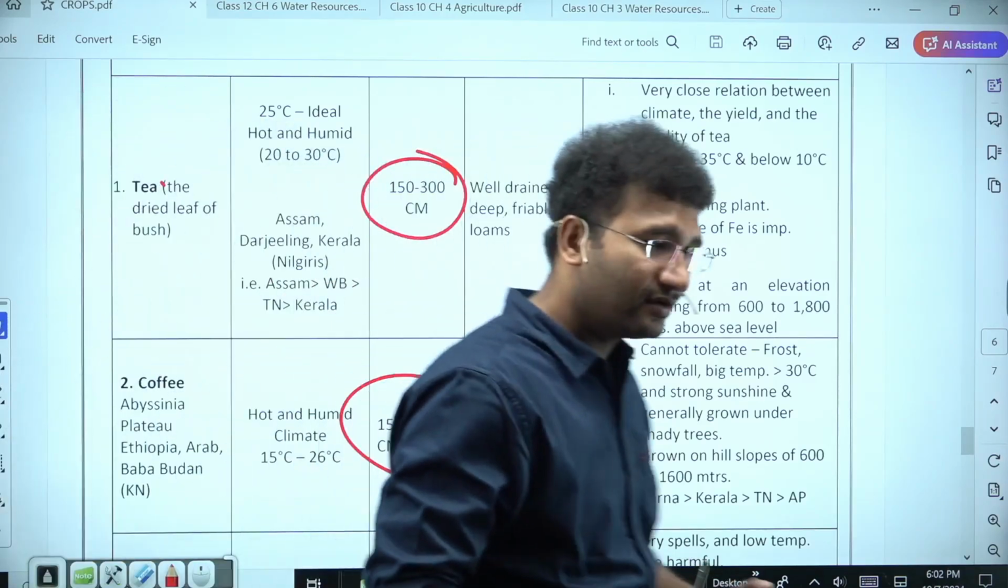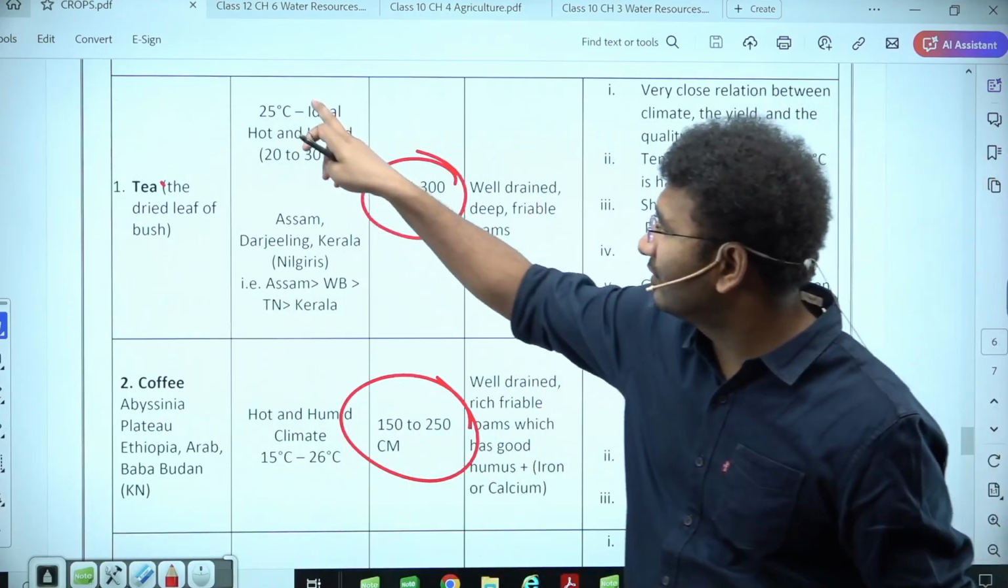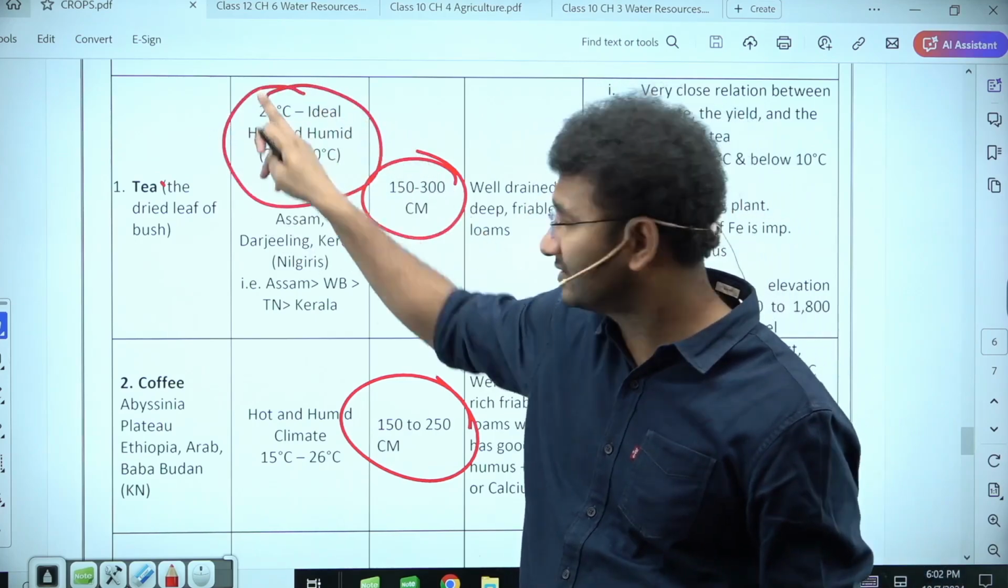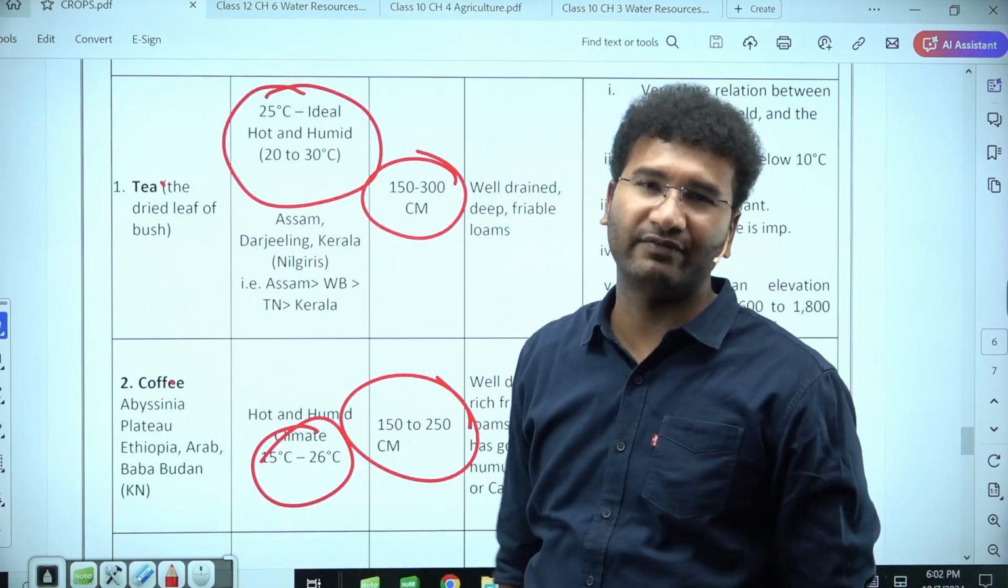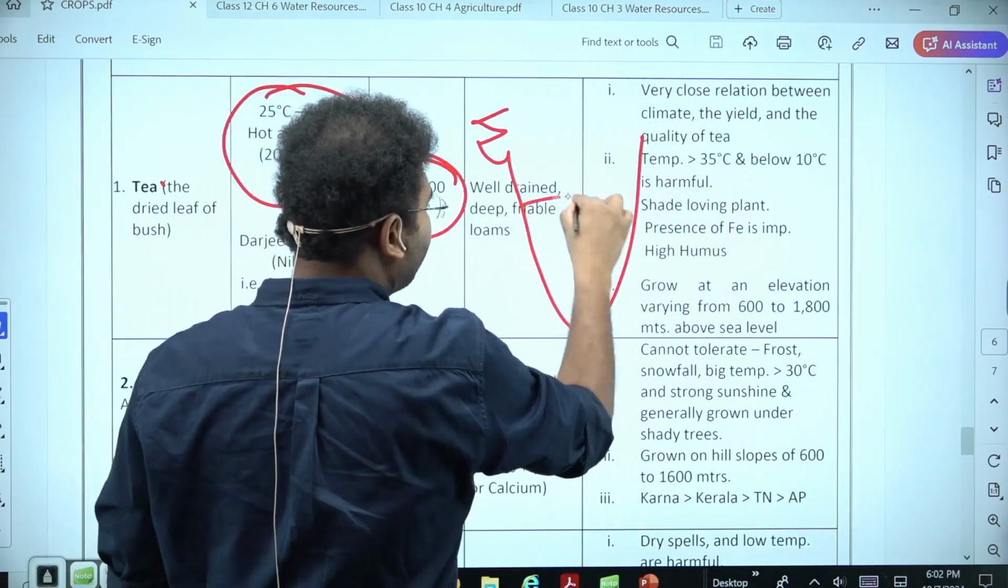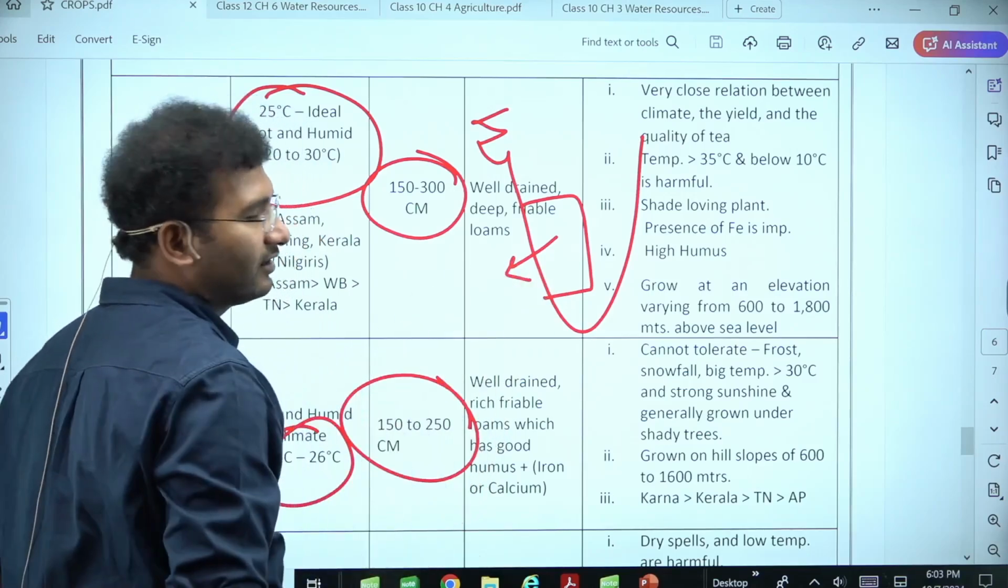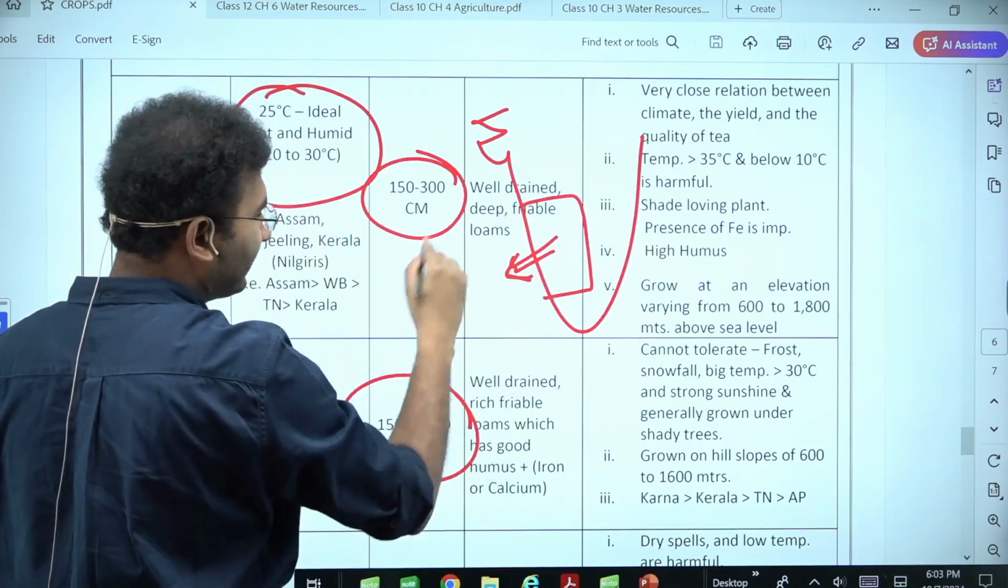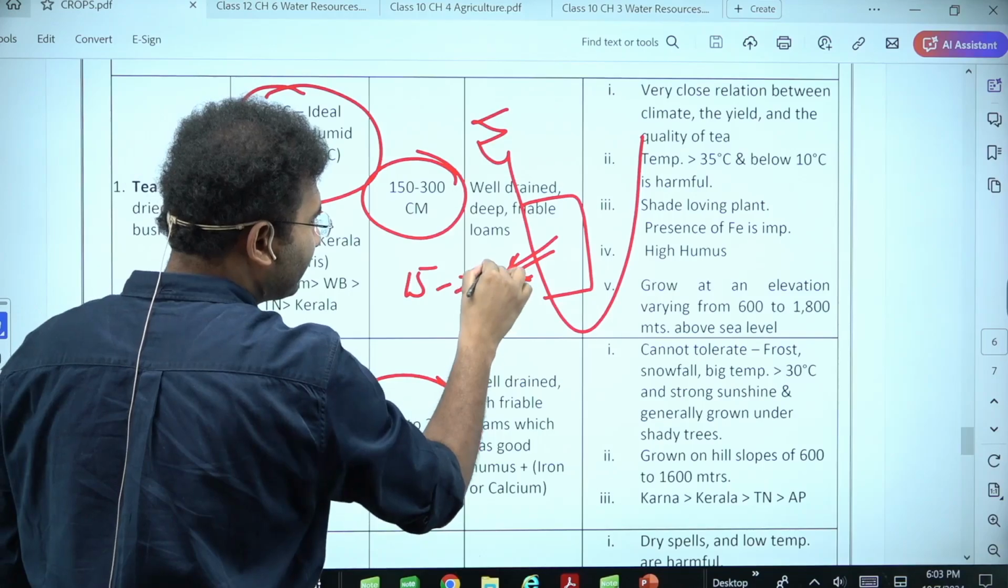Then come to temperature, look, it needs 20 to 30 degrees Celsius. Coffee needs 15 to 25, 26. So in India, you see this part of the region, Western Ghats होने के कारण यहाँ पे हिल एरिया है, जो टेम्परेचर है 15 to 25 डिग्री सेल्सियस होता है.